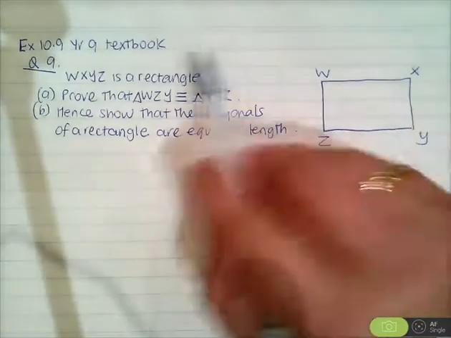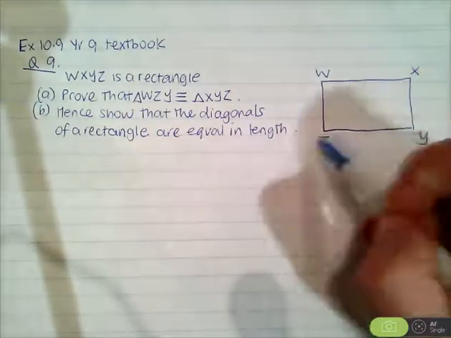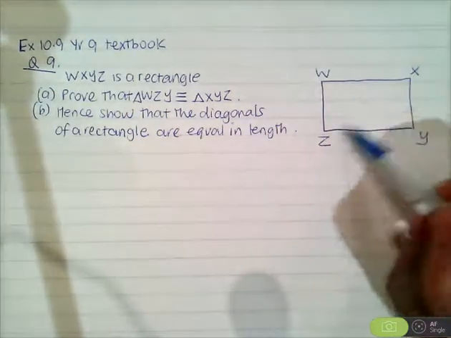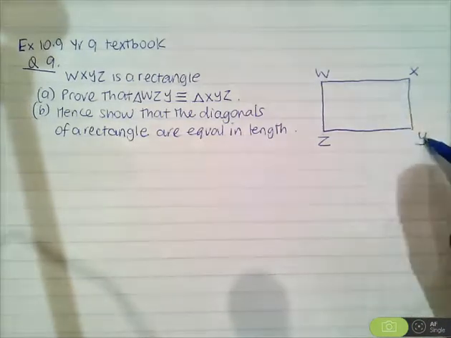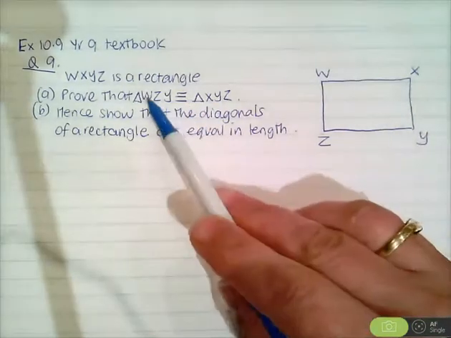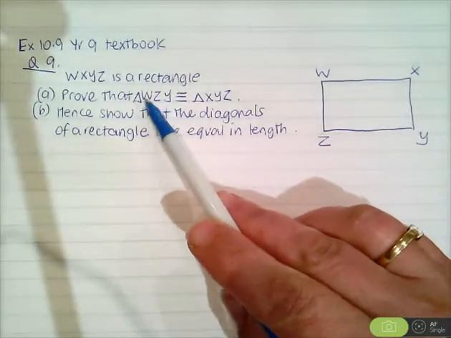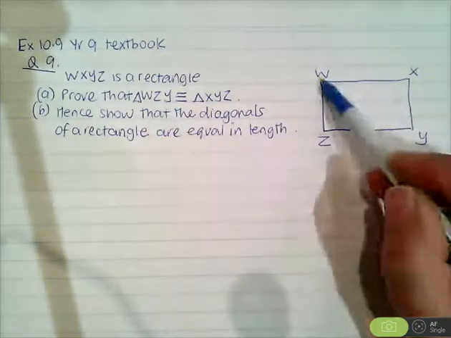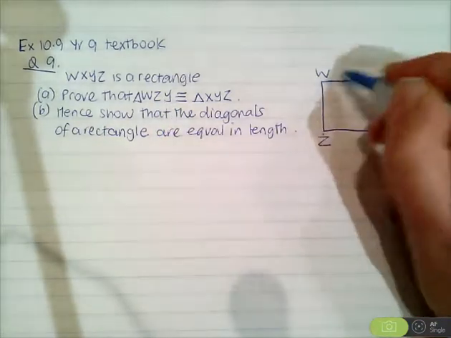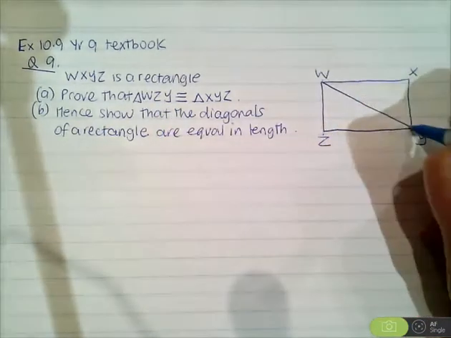Okay, so it's asking us, now we haven't got any triangles drawn in here, so we're going to have to draw triangles. So we're just going to see which way we do the diagonal, this way or that way. And we know which way by looking at this. We have to prove that triangle WZY, if that's going to be a triangle, I need the diagonal like that.